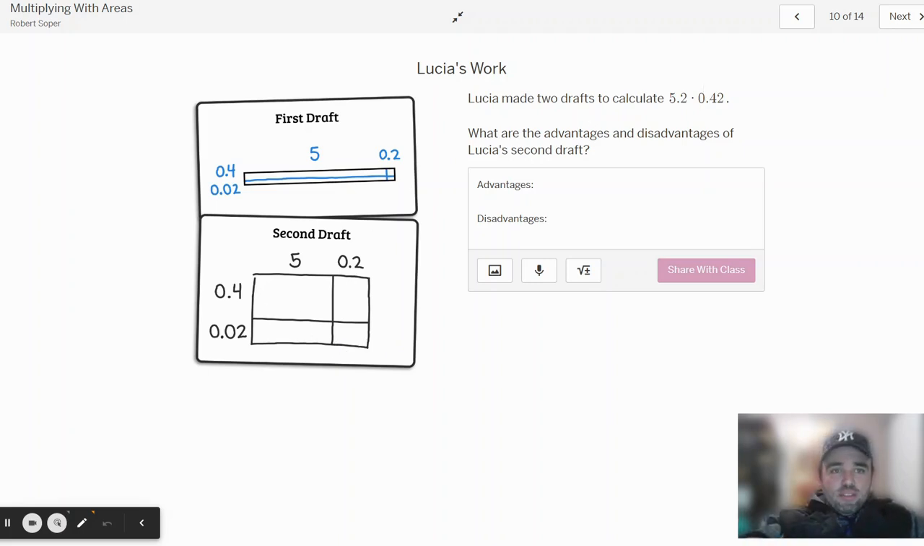Notice how when solving 5 2/10 times 42 hundredths, you split up 5 2/10 just like we've been doing, and 4/10 and 2 hundredths are labeled on the left side. It's not 4 and it's not 2/10. We need to look at the place value. So we have 4/10 here as well as 2 hundredths.